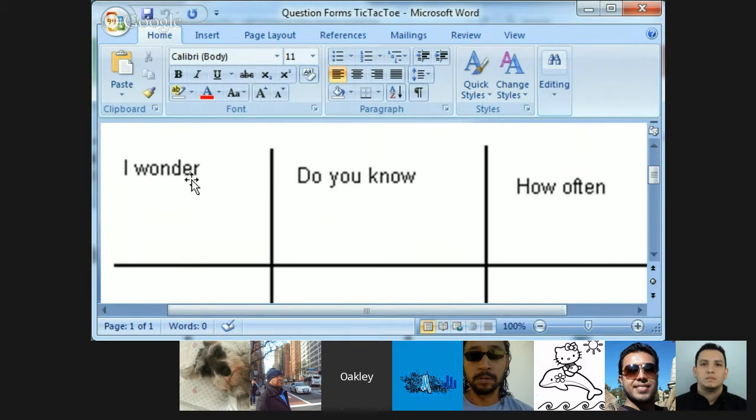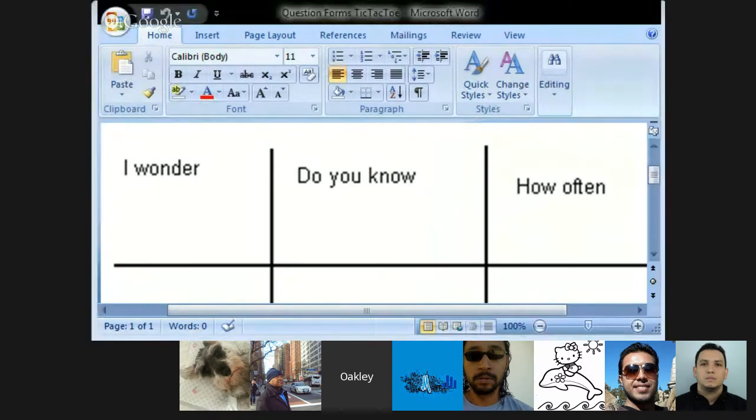Let's see if anybody can actually get a tic-tac-toe. That is three horizontal, vertical, or diagonal boxes. We're just going to go randomly. As people come and go from the class, the order could change. Heidi, I wonder. Okay, make me a sentence. You don't need to use all the words. You have to use I wonder, but then you have to form a question.